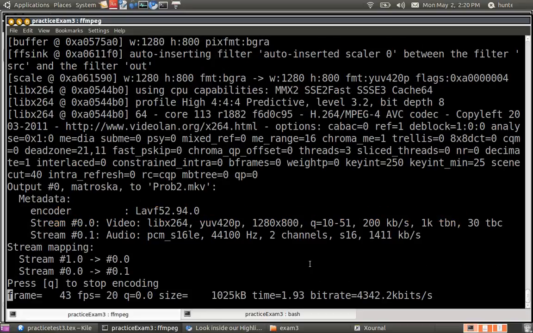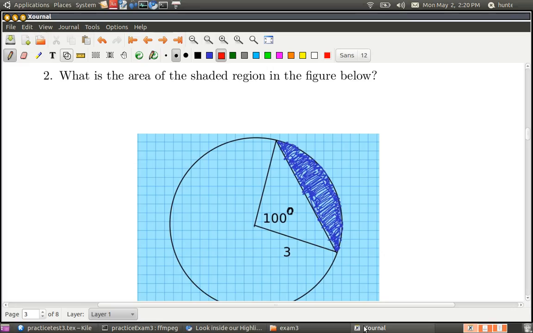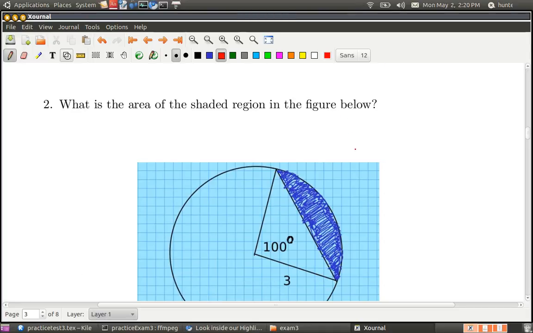Alright, let's take a look at number 2 on the practice exam. Okay, so very simple statement and a little picture here. It says, what's the area of the shaded region in the figure below? Okay, so you can see this blue stuff here is shaded. Alright, and so how are we going to figure this out?